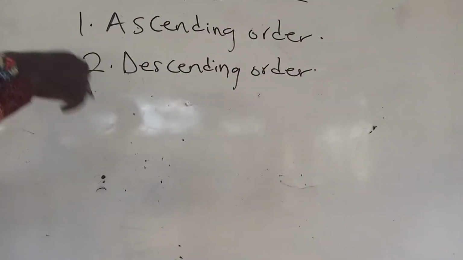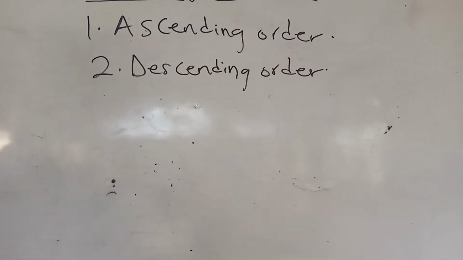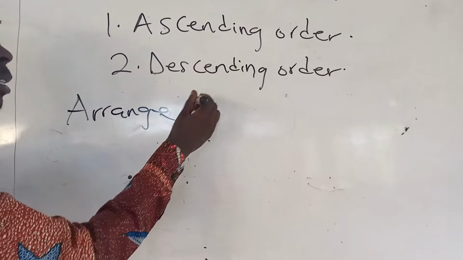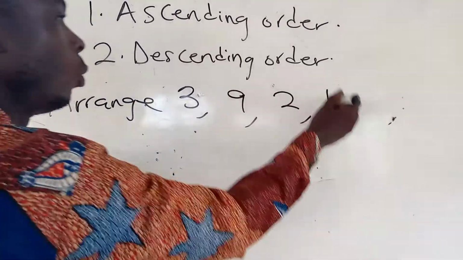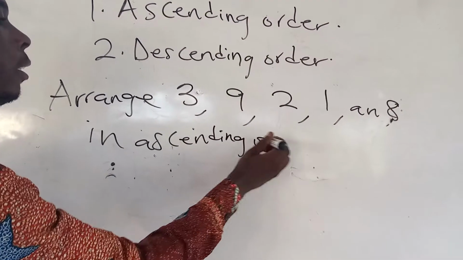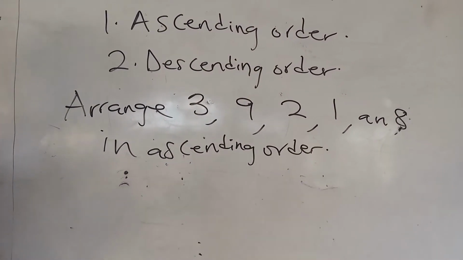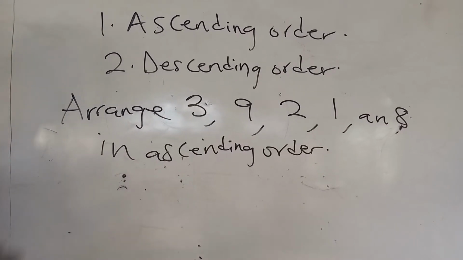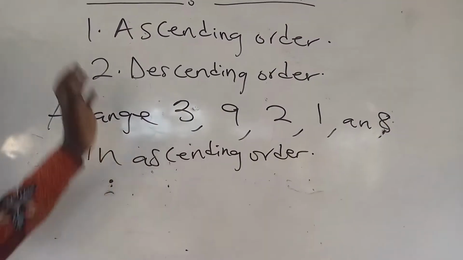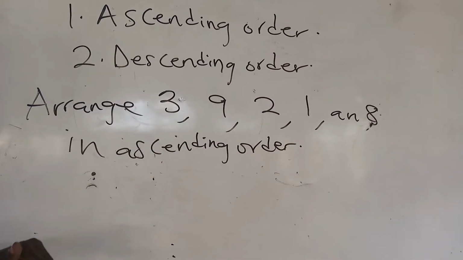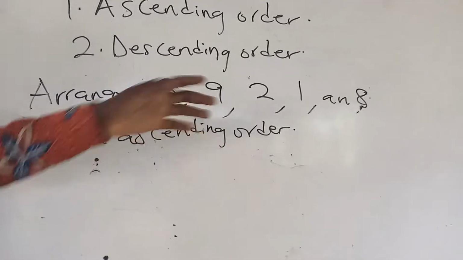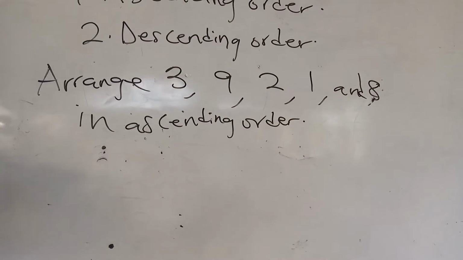Now, let me take whole numbers to explain ascending and descending order. If you are asked to arrange 3, 9, 2, 1, and 8 in ascending order. So the key terms are ascending and descending order, because under ordering of fractions, if you do not understand these two main concepts, you cannot arrange your fractions or whole numbers. That's why I'm starting with whole numbers. So we have 3, 9, 2, 1, and 8.